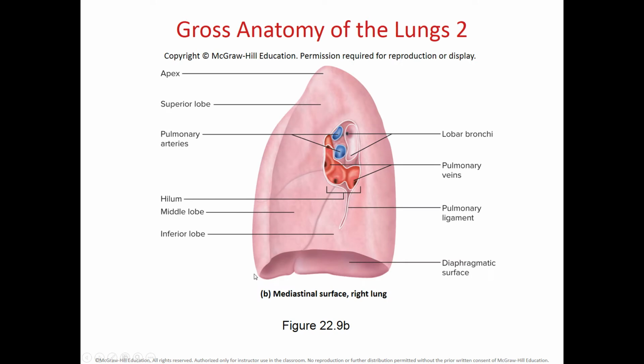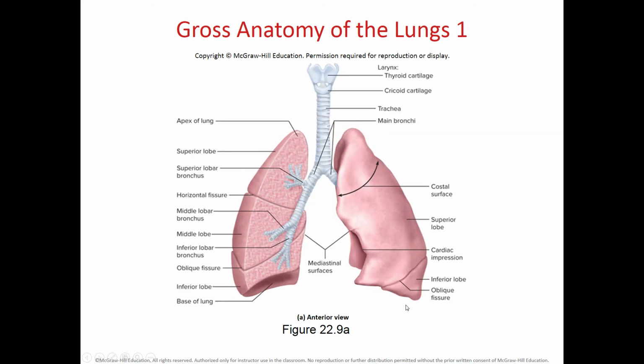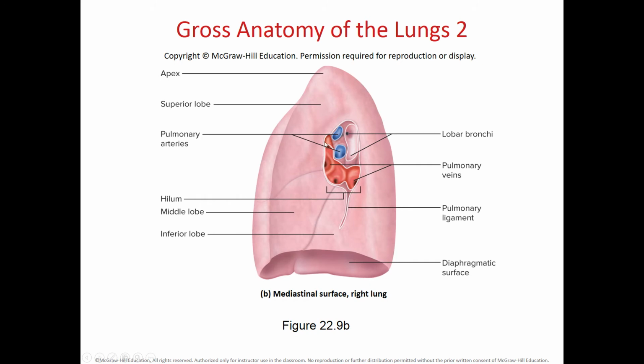So the lungs have a conical shape with the base that faces the inferior portion of our thoracic cavity and an apex that faces superiorly. And then medially we have these indentations that we call the hilum. And in the hilum we have the entry of the pulmonary arteries and the exit of the pulmonary veins, and then the entry of the lobar bronchi. So this is the right lung. You can see the apex, the base, and then the medial view, the mediastinal surface.